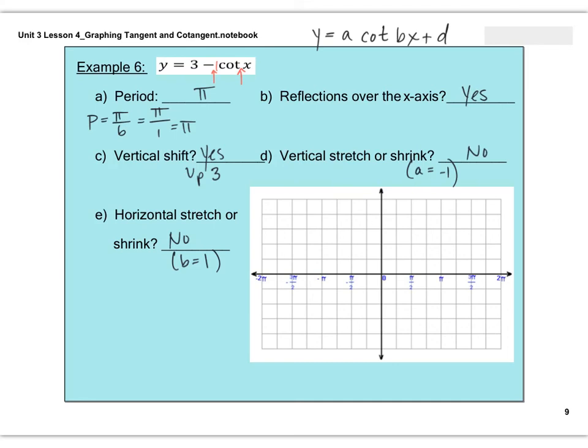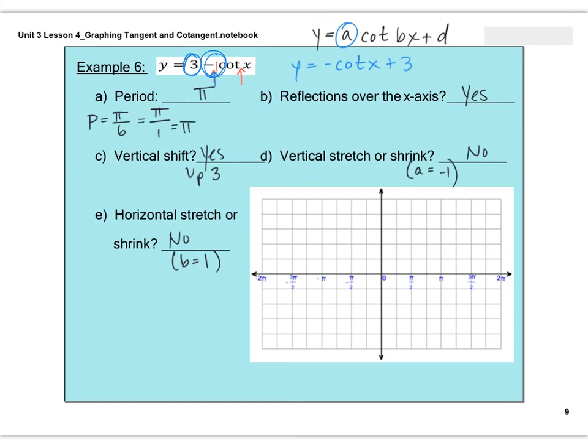There is a vertical shift because of this 3. This 3 is the d. Normally, we could rewrite this y equals negative cotangent x plus 3. The 3 could be in the back, so it is a shift up of 3. Is there a vertical stretch or shrink? Vertical stretch or shrink would be from the a, which is right here. It's -1. And so the 1 will not make it stretch or shrink. The negative makes it reflect, so that doesn't matter. Is there a horizontal stretch or shrink? Well, normally the period for cotangent and tangent is pi, and it's still pi. So no, there's no horizontal stretch or shrink.